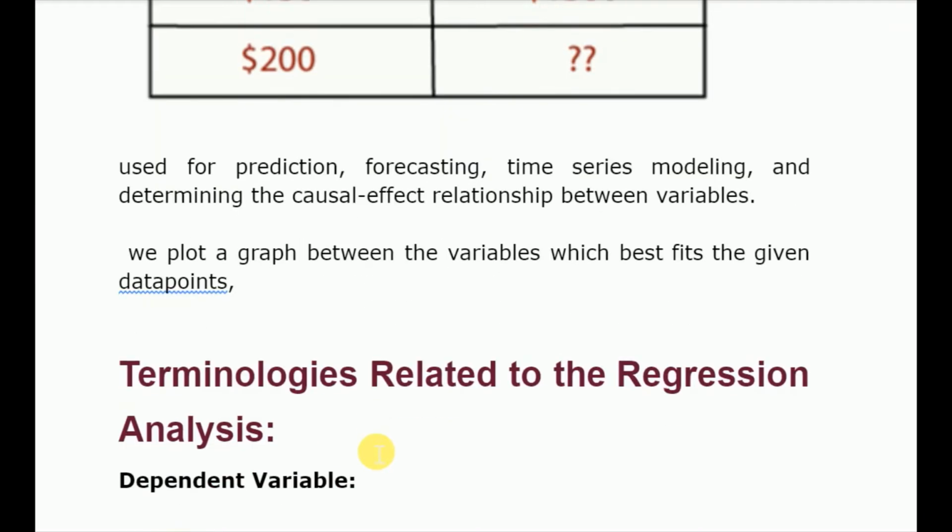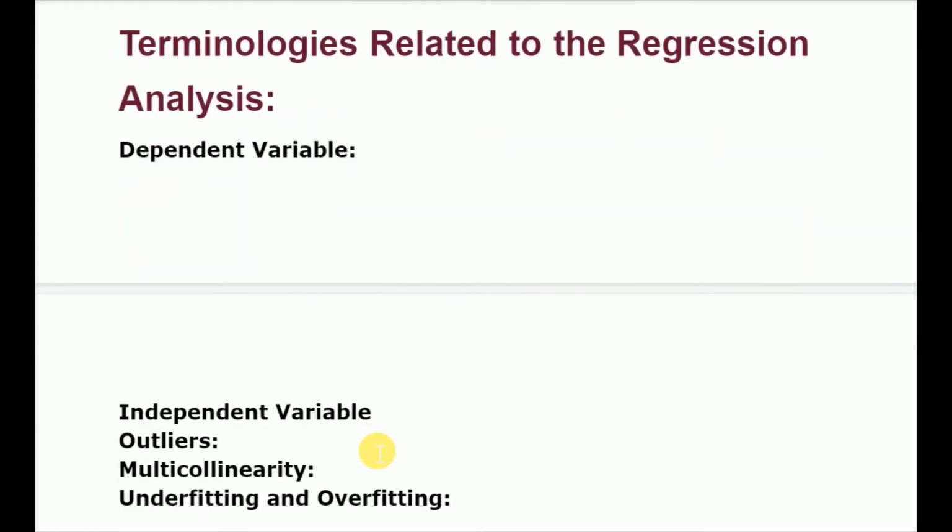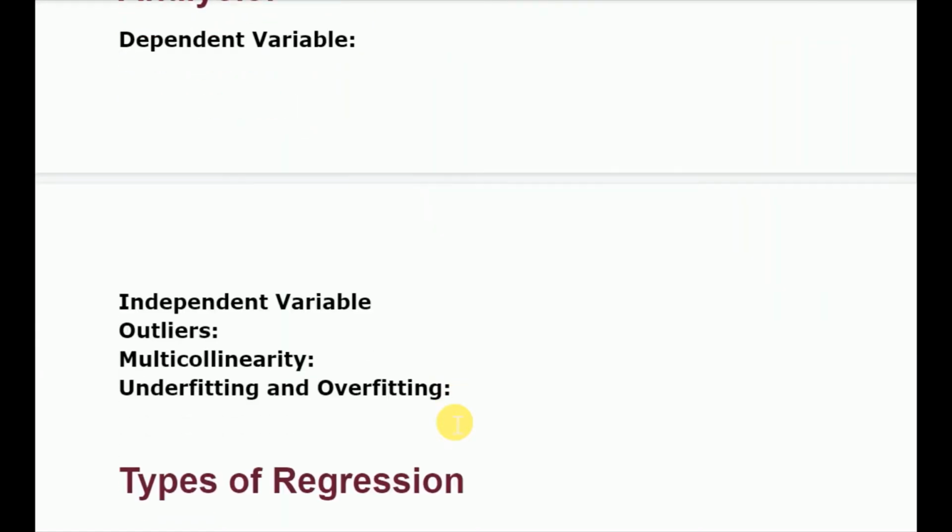And next are terminologies related to regressions. First is the dependent variable. As I already said, the dependent variable is also called the target. This is the variable whose value we are interested in finding. And the independent variable is the one upon which the dependent variable depends and changes accordingly. And next are outliers.